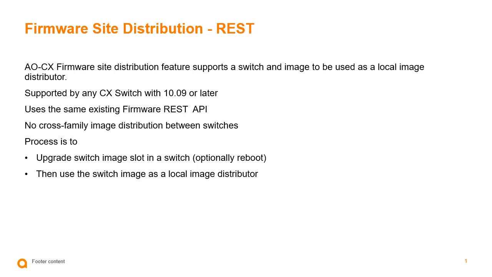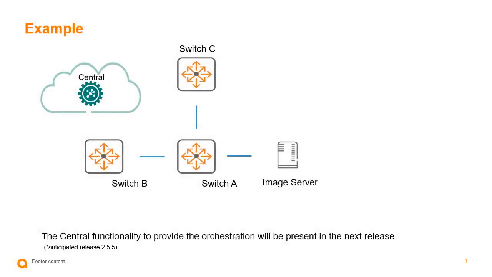We upgrade the switch firmware to the desired firmware revision level to the flash, and optionally reboot if you want to upgrade that local switch. Then we use that switch image server as a local image distributor. Of course, the switch has to be on the 10.09 code release. So let's have a quick look on how this would work.